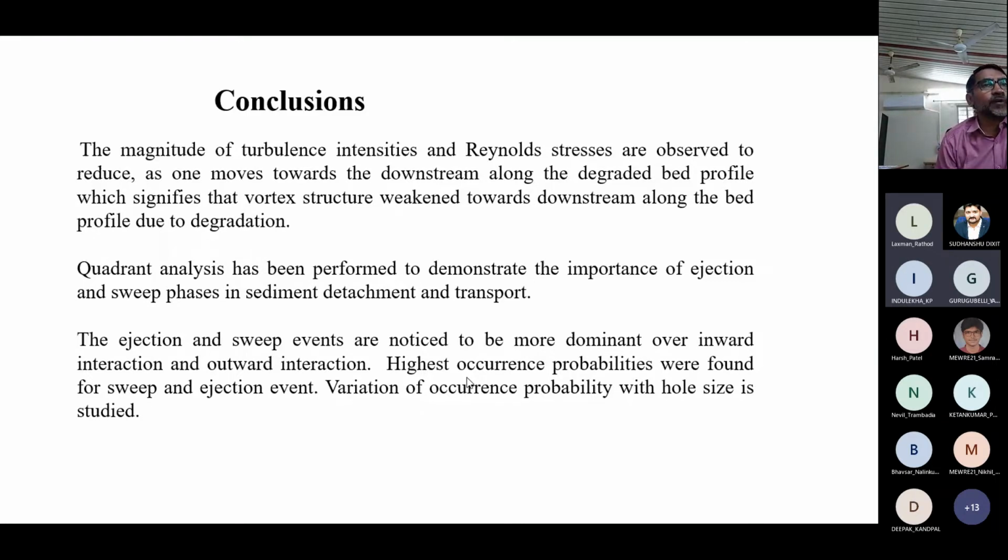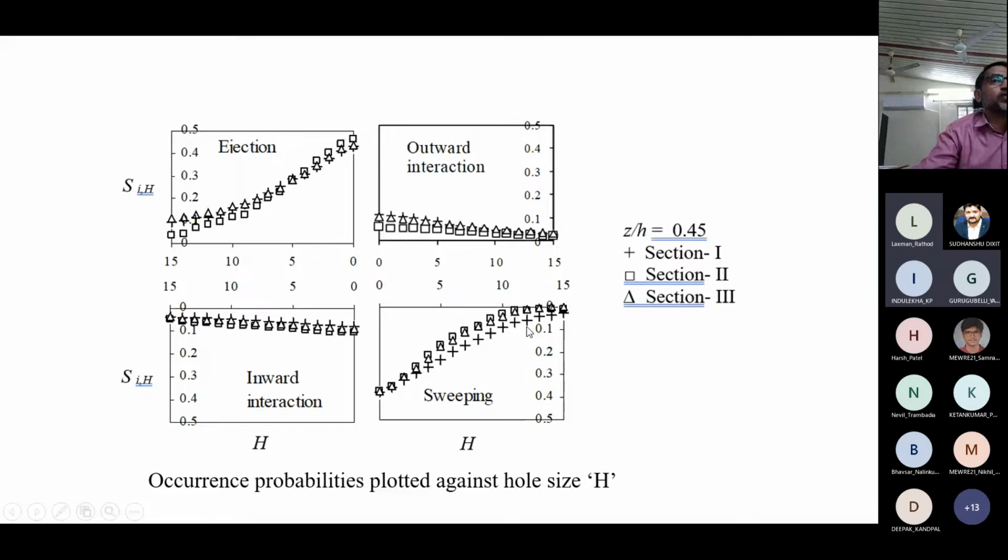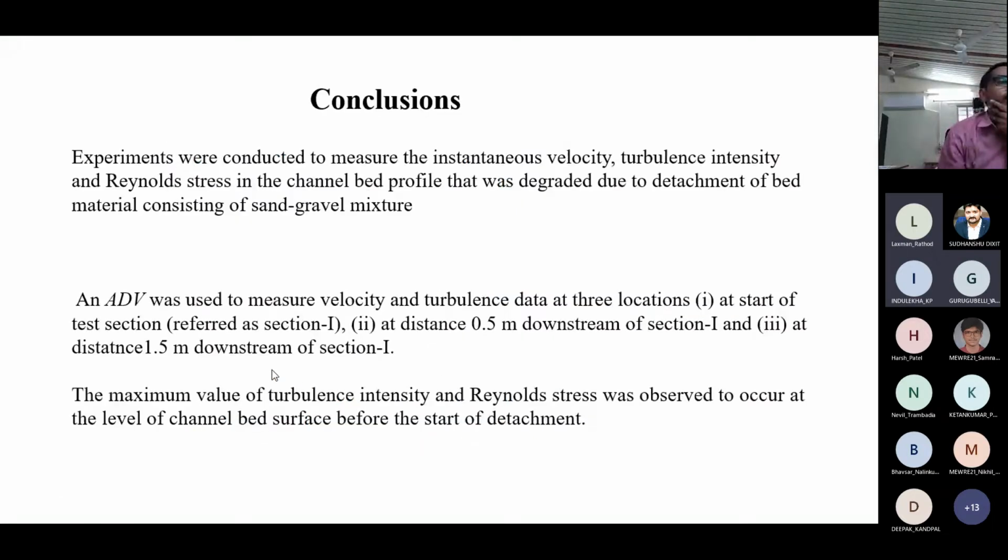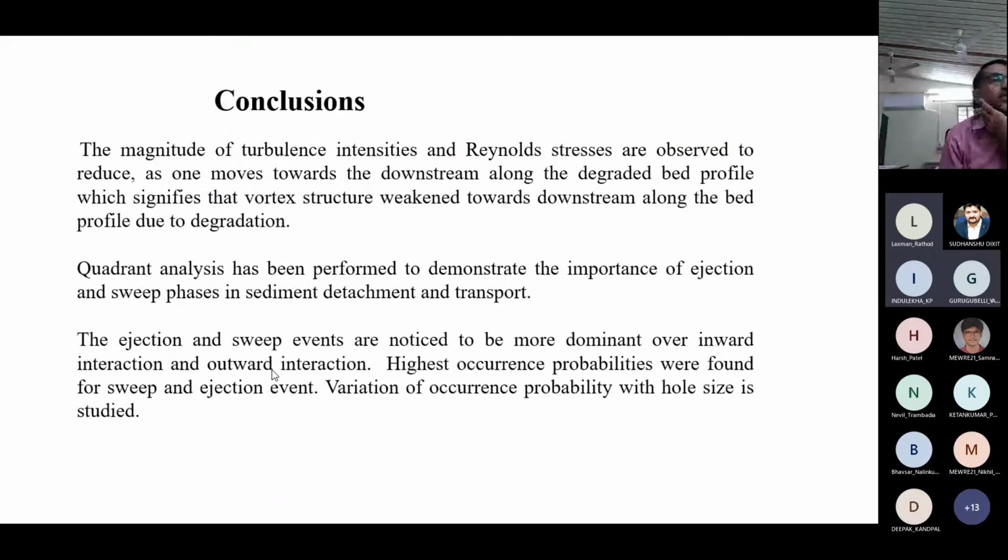Then quadrant analysis was performed to demonstrate the importance of ejection and sweep phases in sediment detachment and transport. The ejection and sweep events are noticed to be more dominant over inward interaction and outward interaction. You can see the ejection and sweep, how much value they are having. They vary from about 40% to around 10. Here also it is 40, 40, and this is 10, 10 or so. So outward interaction and inward interaction do not have much impact as sediment detachment or erosion takes place. That is what was proved in this study too.